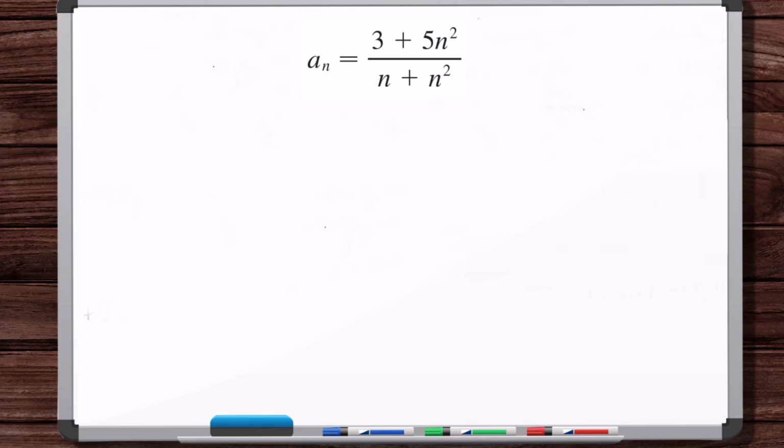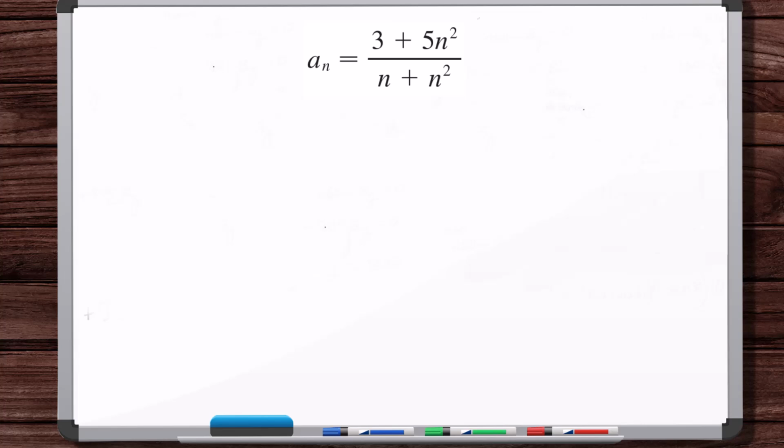In this video, we're going to work example problems where we're given a sequence and we're asked to find the limit of that sequence. More specifically, we're going to determine if the sequence is convergent or divergent. And if it's convergent, then we want to find what the limit is.